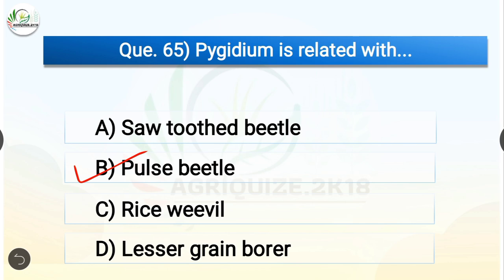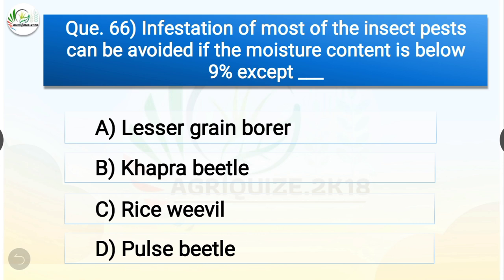Question number 66. Infestation of most of the insect pest can be avoided if the moisture content is below 9%, except dash. The options are lesser grain borer, khapra beetle, rice weevil or pulse beetle. The correct answer is option B, khapra beetle. So infestation of most of the insect pest can be avoided if the moisture content is below 9%, except khapra beetle.